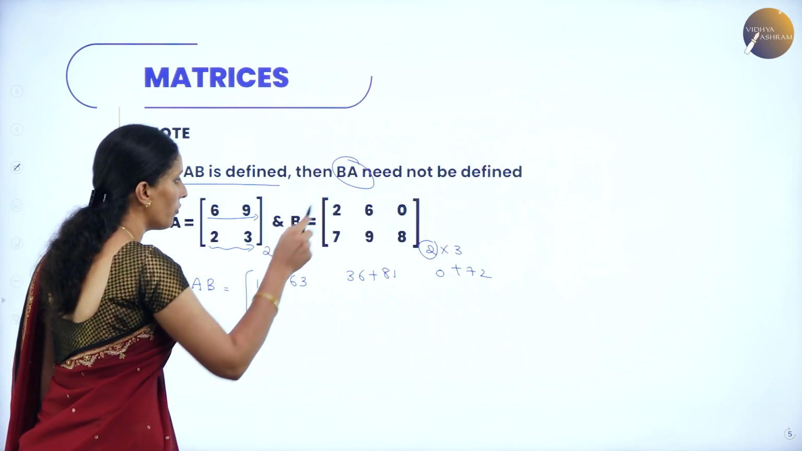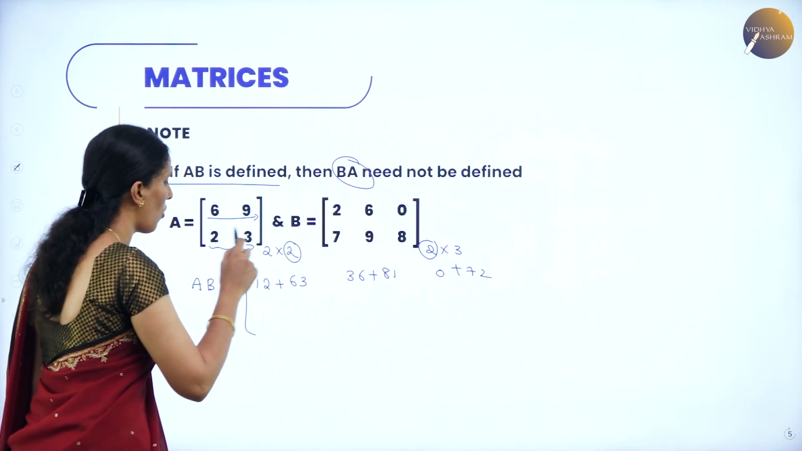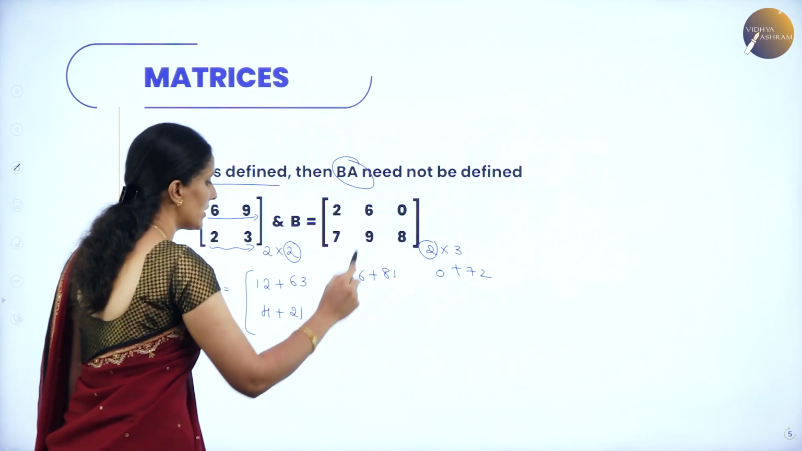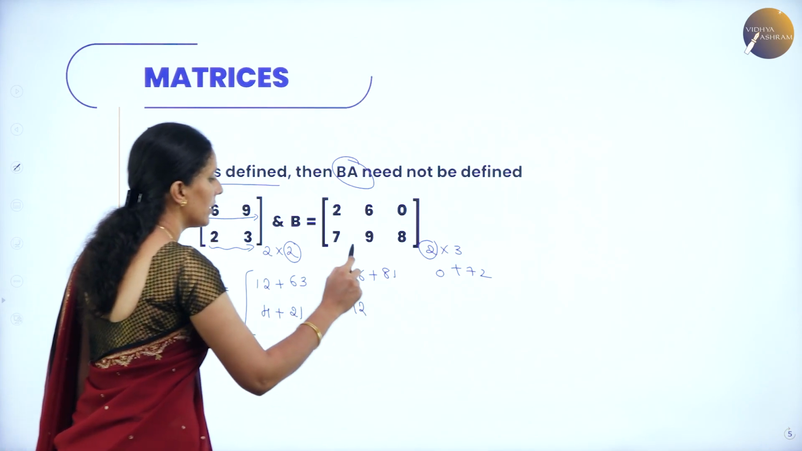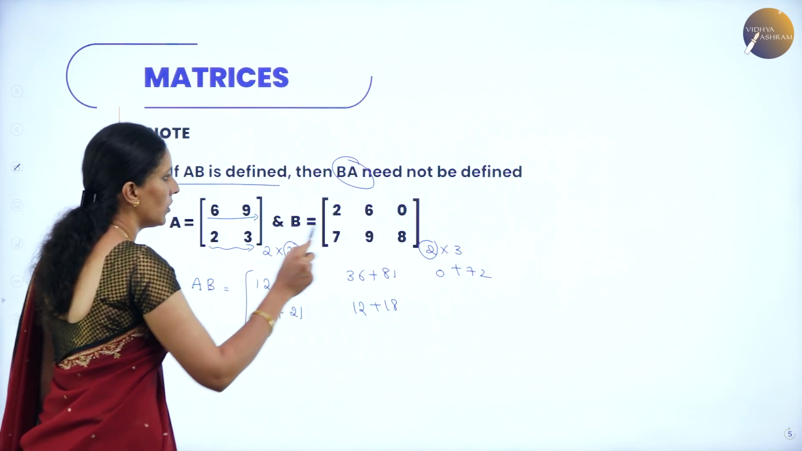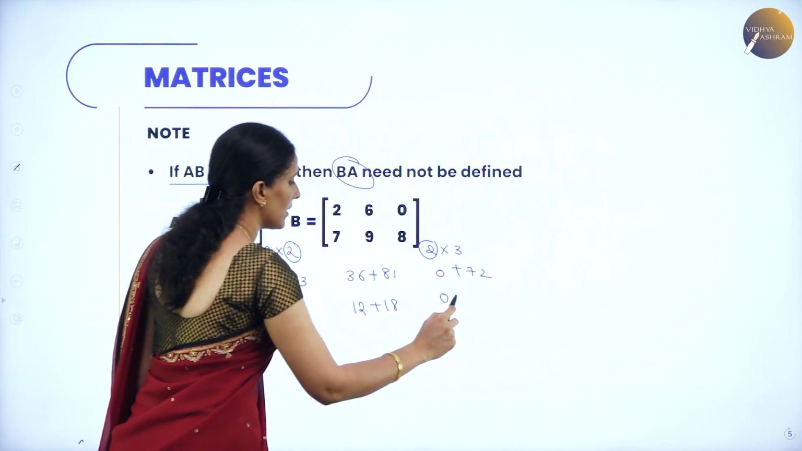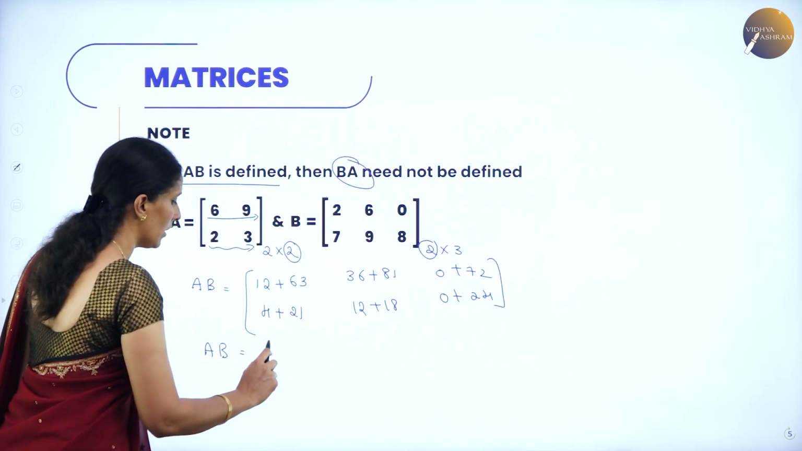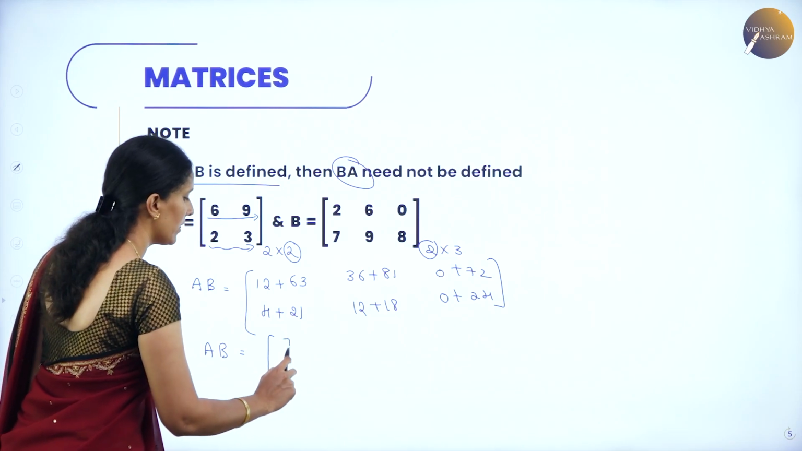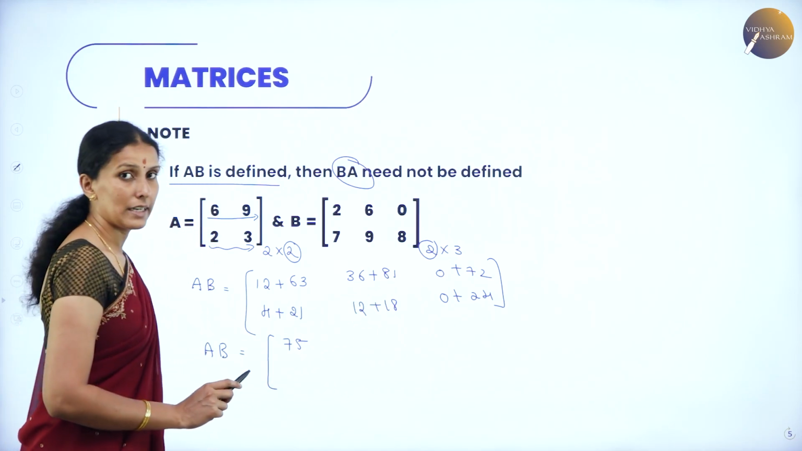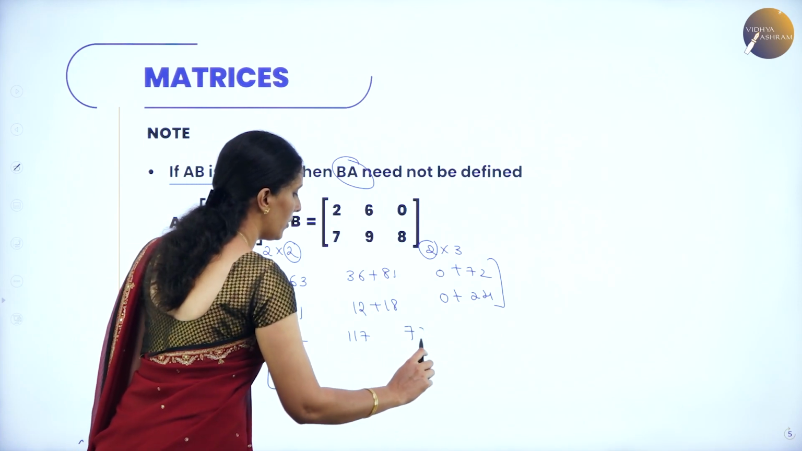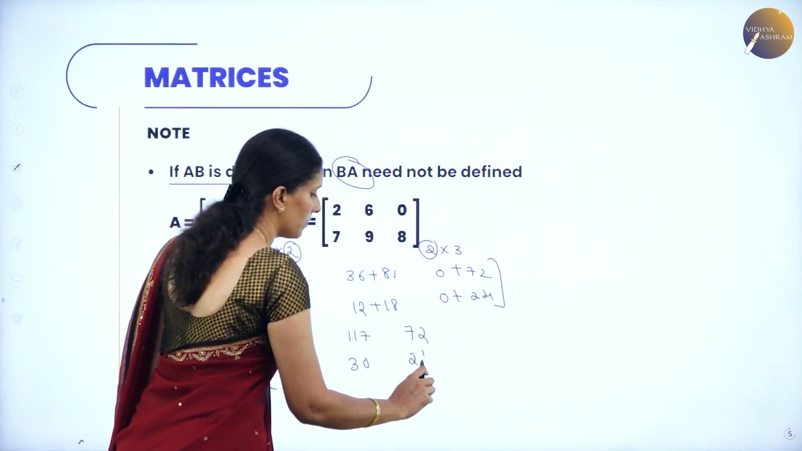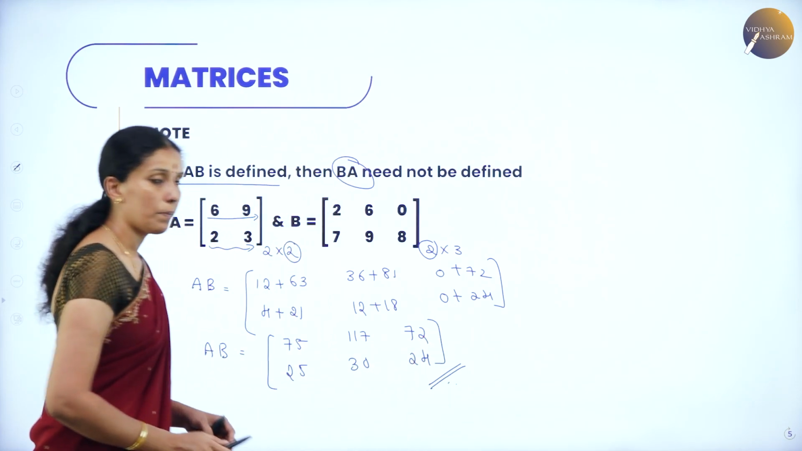Next you take second row with all the column elements. So second row first column, 2 2s are 4, 7 3s are 21. Next 2 6s are 12. Next 3 9s are 18. Next 2 zeros are 0, 3 8s are 24. So therefore AB is equal to here 12 plus 63, 75. 81 plus 36, 117, 72, 25, 30, 24. So this is how the product is defined.